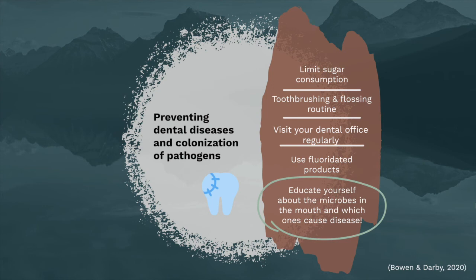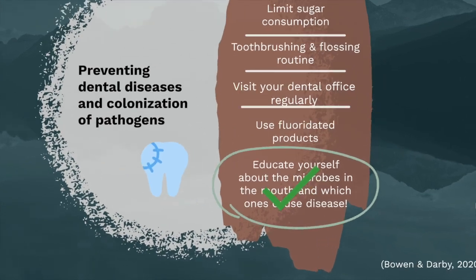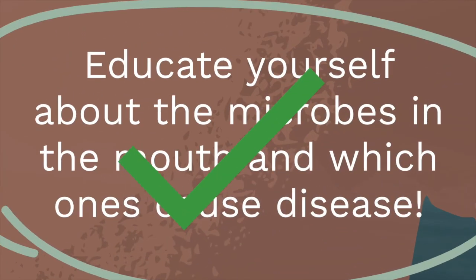Proper oral care and visiting your dentist and dental hygienist for scaling regularly are also important for preventing dental disease. Fluoridated toothpastes and mouthwash acts as a protective remineralizing agent for the enamel to protect against cavities. Lastly, educating yourself about how microbes cause dental disease is one of the first steps in preventing them, which you've already done today.